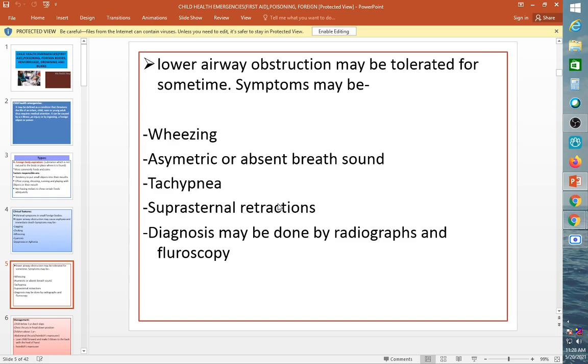The next is diagnosis, which may be done by radiography and fluoroscopy. Okay, so here you are clear. Diagnosis can be done when a child is presented like that. Diagnosis can be done by radiography, by X-ray, and fluoroscopy.